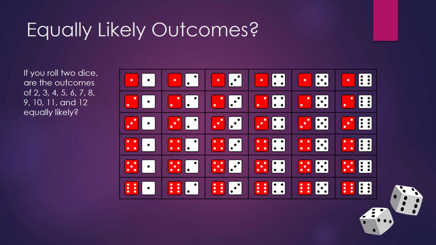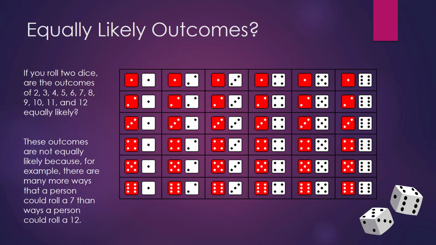Now, let's look at this new sample space and ask ourselves the question, are the outcomes of rolling a 2, 3, 4, 5, 6, 7, 8, 9, 10, 11, and 12 equally likely? What do you think? These outcomes are clearly not equally likely because, for example, there are many more ways that a person could roll a 7 than ways that a person could roll a 12.